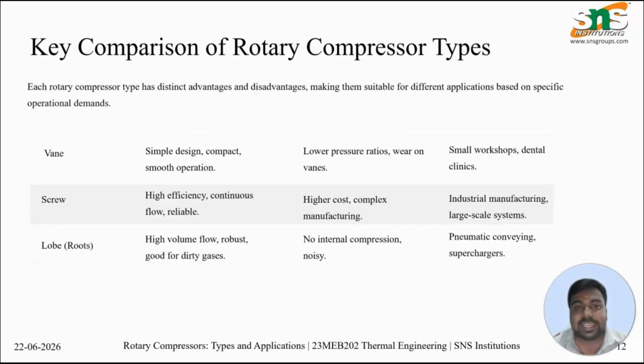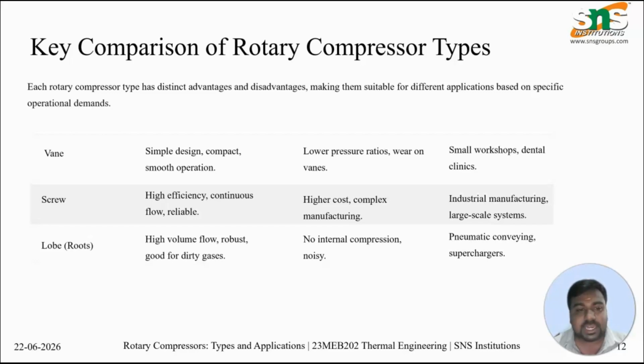Some key comparisons of rotary compressor types: there are three types of rotary compressors, the vane type, screw type, and the lobe type. The vane type has a simple, compact design and smooth operation, and it gives lower pressure ratios. Its applications are small workshops and dental clinics. These are applications of vane compressors.